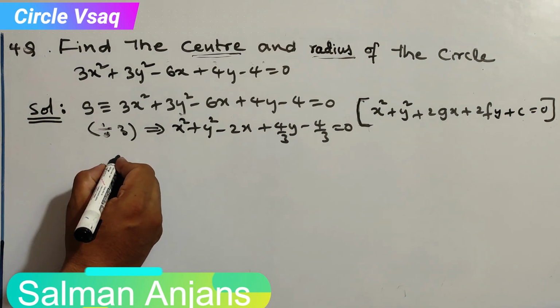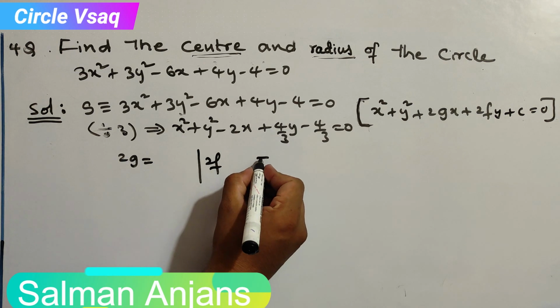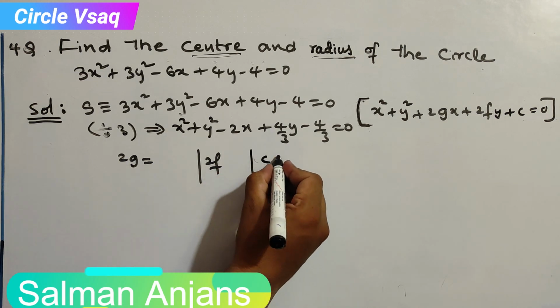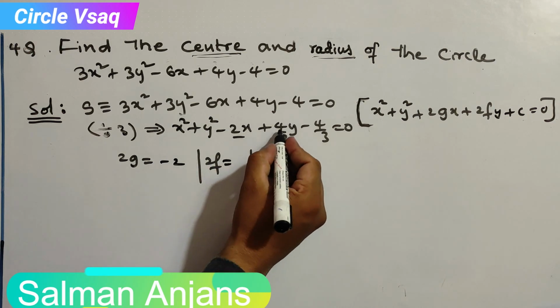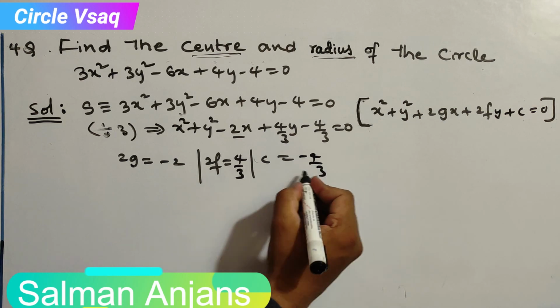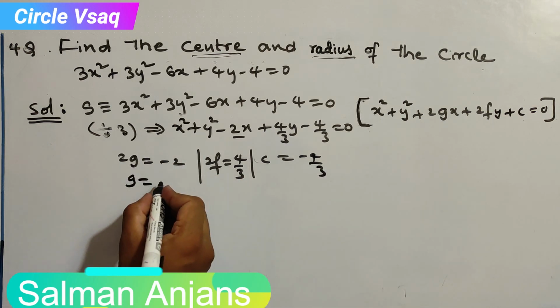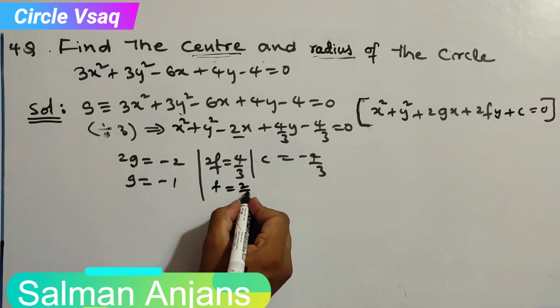Now 2g equals, 2f equals, and c equals. 2g means x coefficient, that is minus 2. 2f means y coefficient, that is 4 by 3. c means constant, minus 4 by 3. Then g equals, both sides 2 cancel, minus 1. f equals, 2 ones are 2, 2 twos are 4, that is 2 by 3.